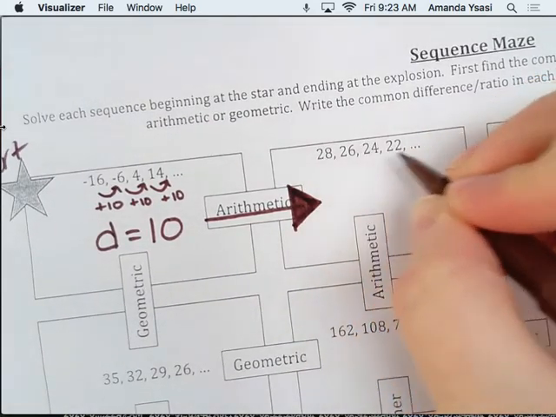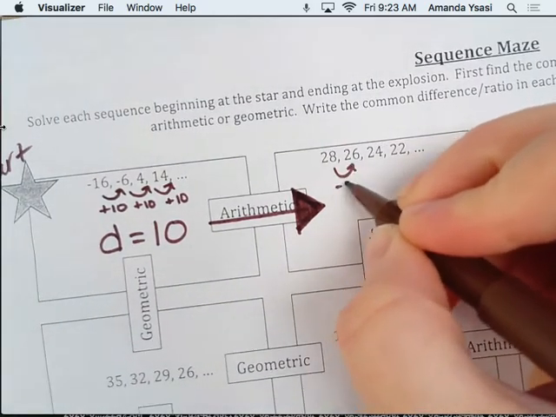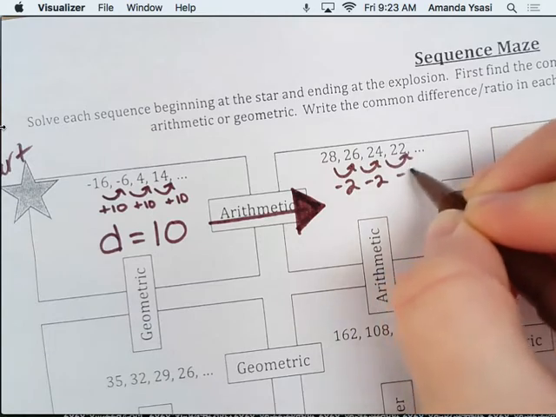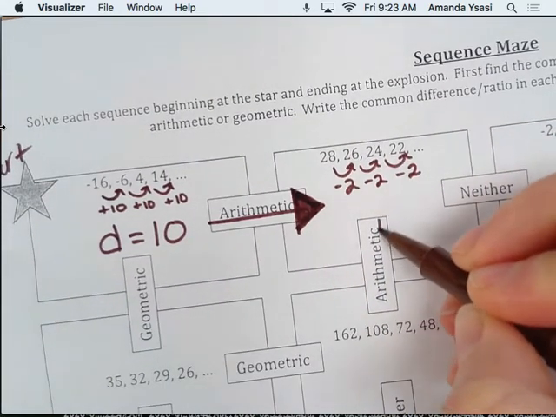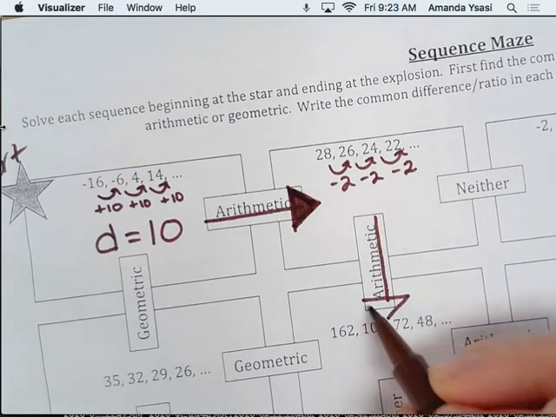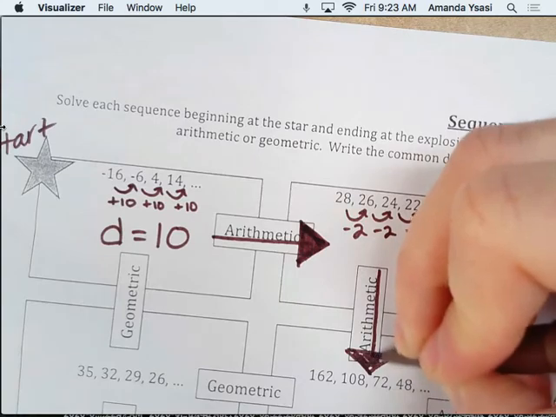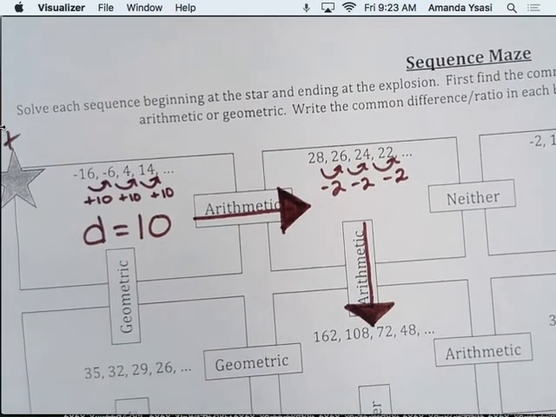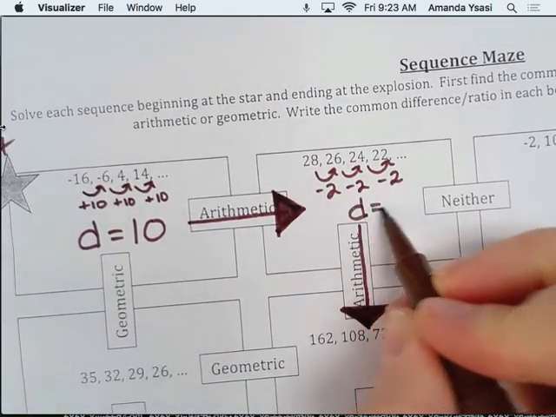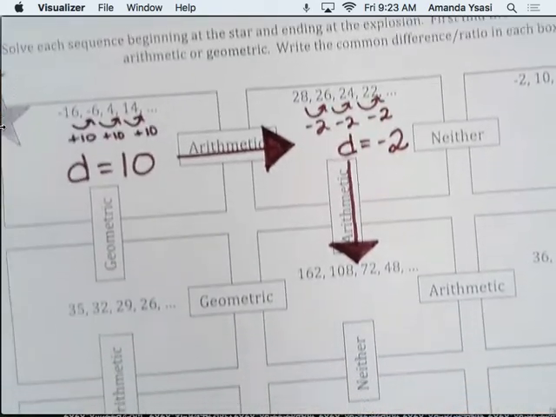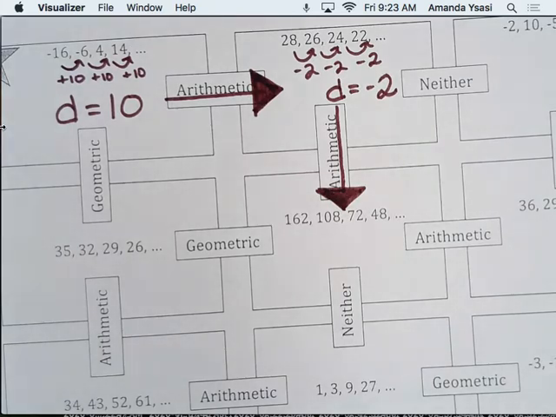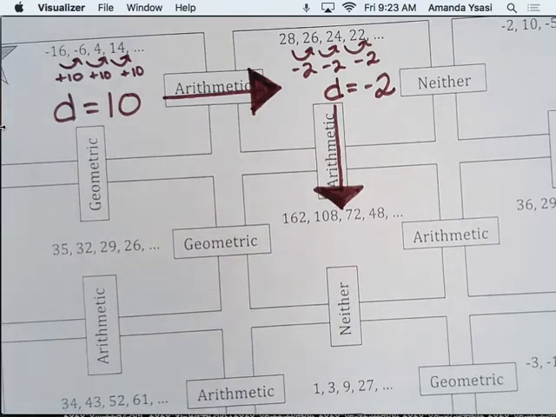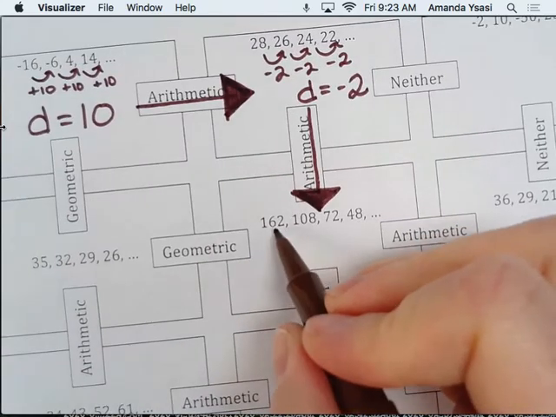Let's go to the next one. 28, 26, 24, 22. Minus 2. So each time it's minus 2. So it's arithmetic. So underline arithmetic and draw an arrow. And is this an R or a D? So D equals negative 2. Okay, the next one.